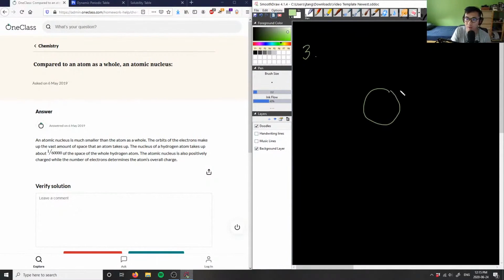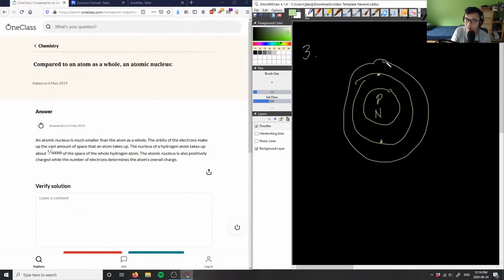In a Bohr-Rutherford diagram, we have the nucleus, which is the center of the atom, and it contains protons and neutrons. So we say P, which is the positively charged ones, and the neutrons, which is the neutral ones. And on the outside of our atom here, we have orbitals, so we have some type of electrons that hover around the nucleus. So these are electrons on the outside.